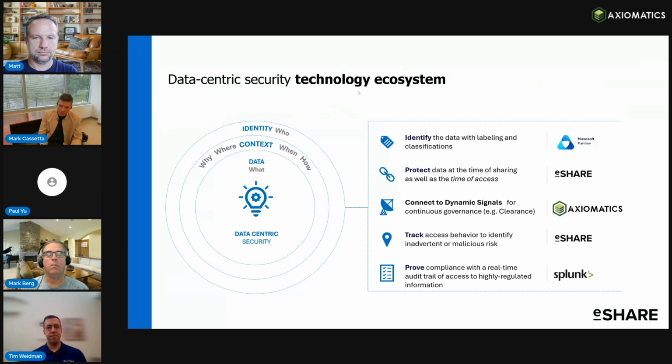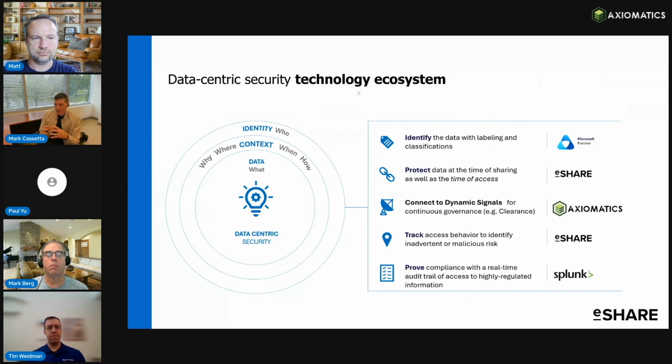Are they mandatory to bring this to life? Not necessarily. There are other ways you could get to it, but certainly labels do help. And you don't necessarily have to just use labels at a file level or at an email level. You can leverage labels at a folder or at a repository or at a container level. Then, of course, there's a need to enforce policy, and that's where eShare comes in, be it at the time of sharing or at the time of access.